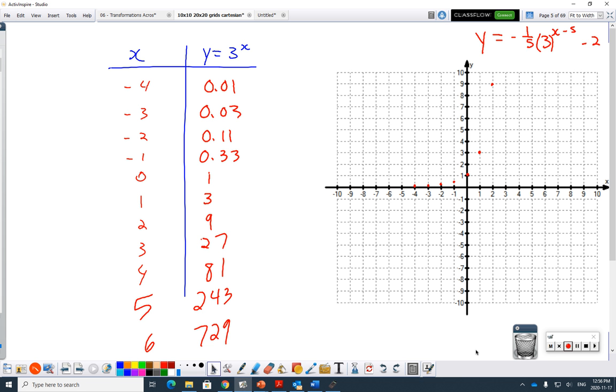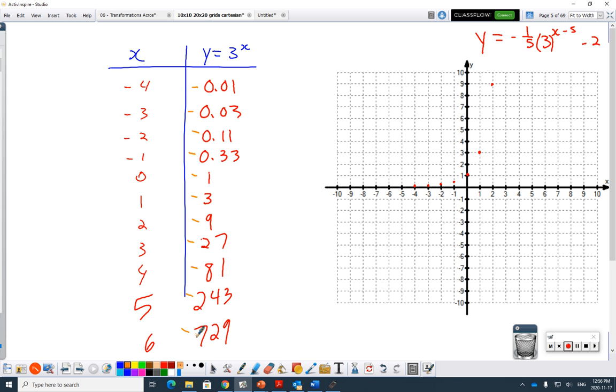All these things I have to do, one at a time. Out front, back to your chart. The negative out front is a vertical reflection. Positive y's become negative, negative y's become positive. So if you want a shortcut, I'm going to use orange. Negative, negative, negative, negative, negative. Vertical reflection just means take all those things and flip them over.